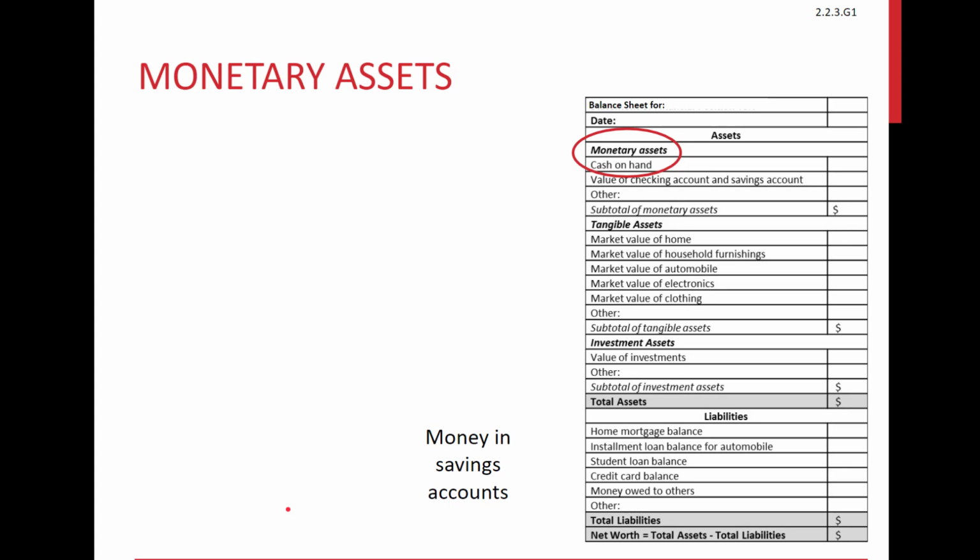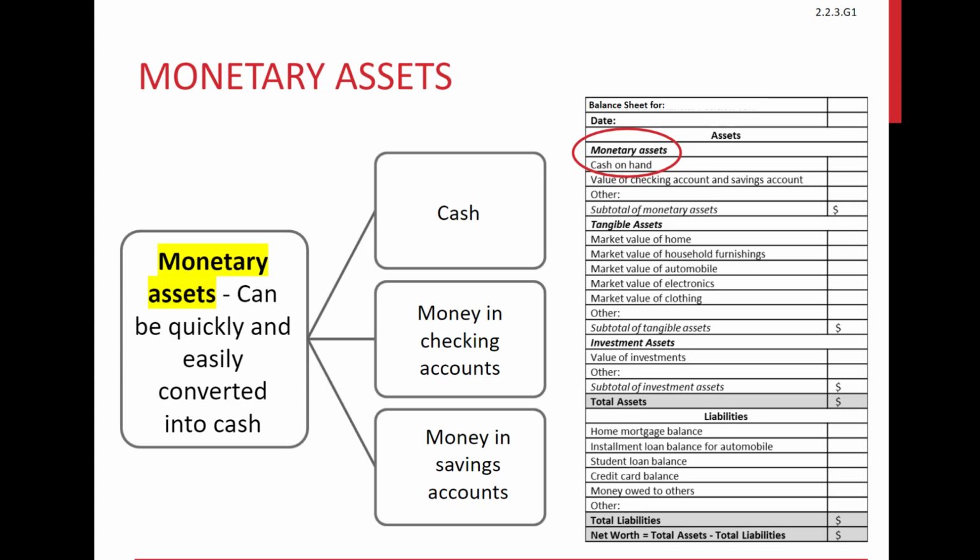Monetary assets is one of the subcategories, and monetary assets can be quickly and easily converted into cash. So it's basically like quick money, like actual cash, or the money in your checking account, or the money in your savings account. All of those are examples of monetary assets. Monetary means money, things that are quick cash.